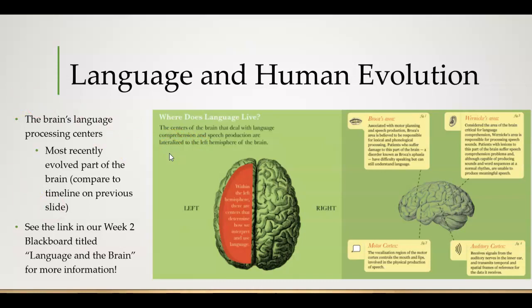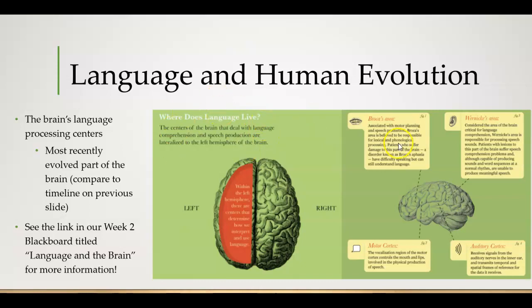Most of our language centers are found in the left hemisphere. Of course, a small percentage of people are born with their hemispheres flipped. So for some people, it is the right, but generally we're looking at the left hemisphere.